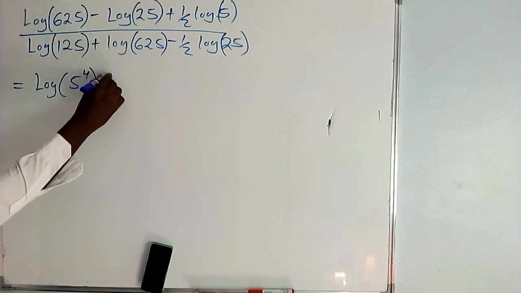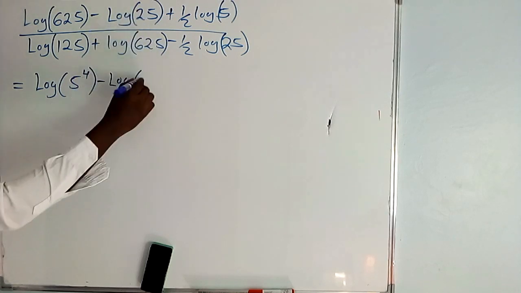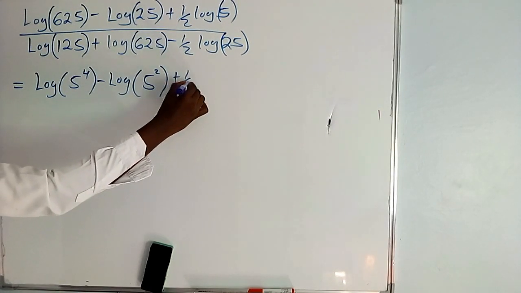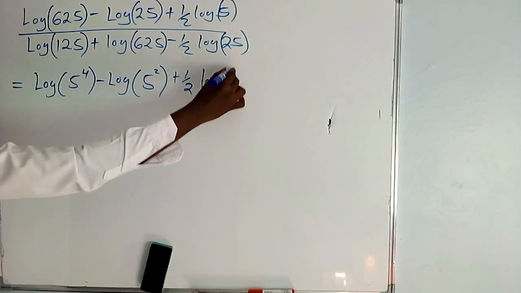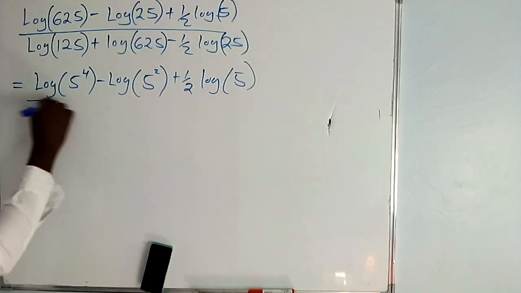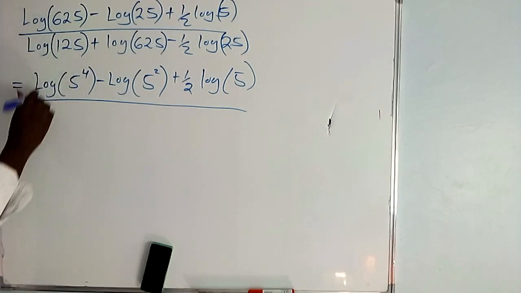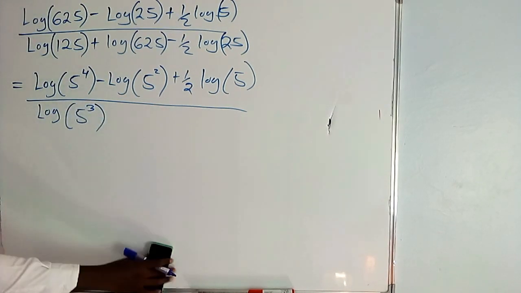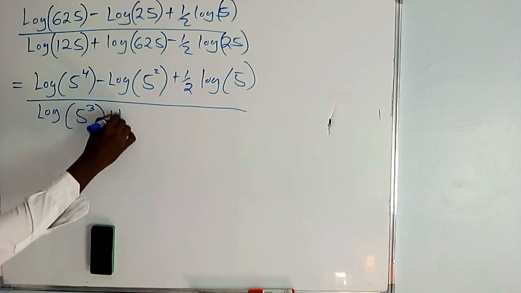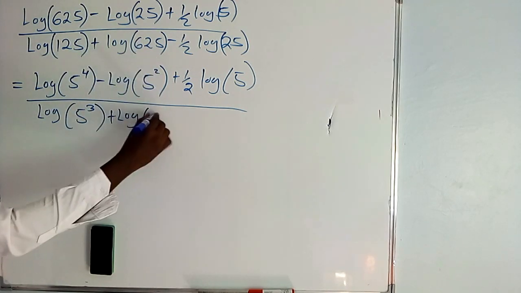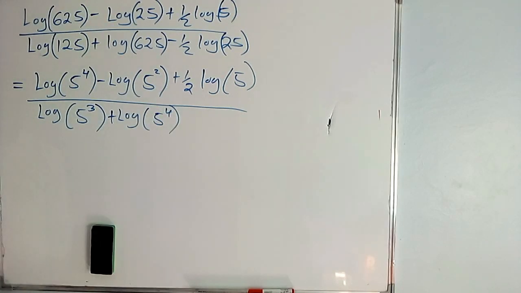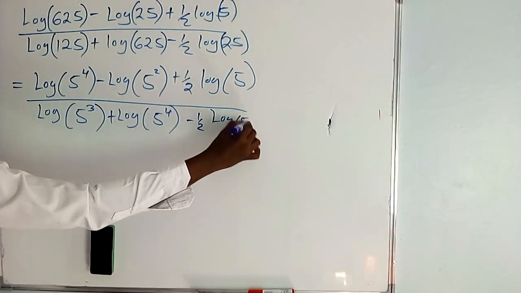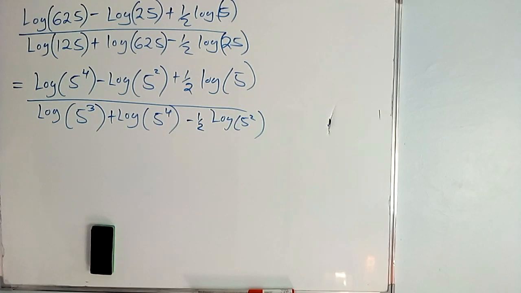Then minus log 25 is 5 squared, isn't it? Then plus a half log 5 all over log 125. 125 is 5 cube, isn't it? Then plus log 625 is 5 raised to power 4 minus a half log 25 is 5 squared. So the first step is to factorize, isn't it?